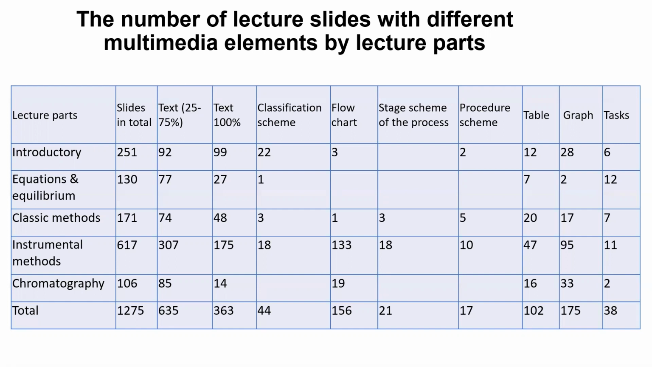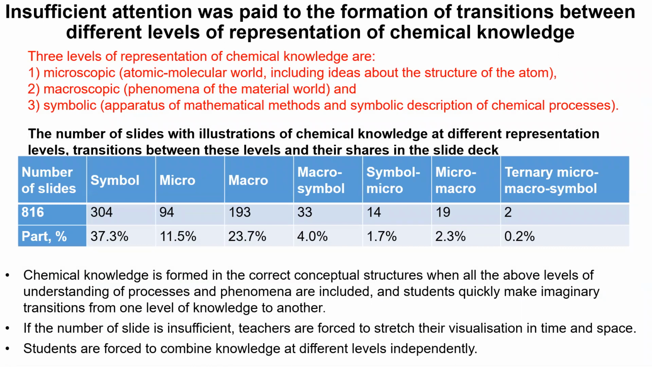However, attempts to simplify the structure of slides have led to a lack of attention to the formation of mental transitions between microscopic, macroscopic and symbolic levels of representation of chemical knowledge. You see, insufficient attention is paid to the formation of transitions between different levels of representation of chemical knowledge. The number of slides with illustration of chemical knowledge at different representation levels and transitions between these levels are shown in the slide deck.